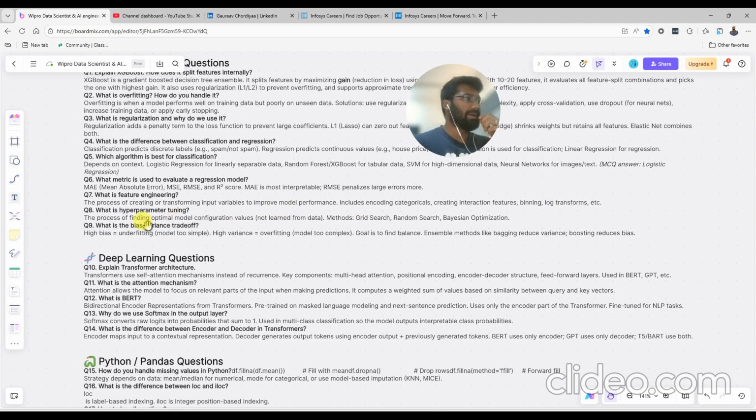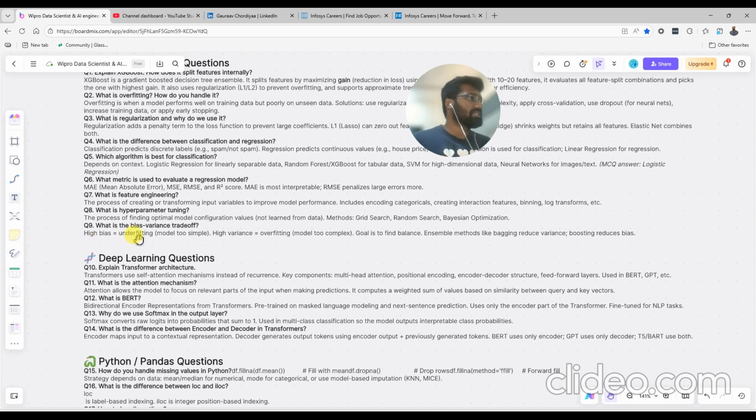Now, what is hyperparameter tuning? The process of finding the optimal model configuration values. Methods are grid search, random search, and Bayesian optimization. So basically, hyperparameters are the parameters which we pass into the model. The parameters we give to the model are called hyperparameters. And to get the best hyperparameters, we have techniques called grid search, random search, and Bayesian optimization.